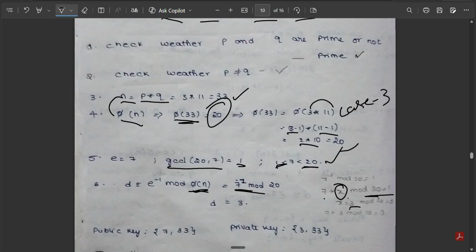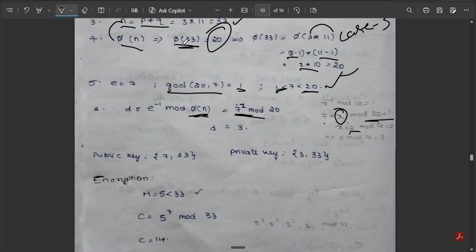You have to substitute x values starting from 1. If you substitute 1, 7 mod 20 will be 7, which is not equal to 1. Next, x equal to 2: 14 mod 20 is 14, which is not equal to 1. When you substitute 3, 21 mod 20 will be 1. So we are going to take that value. Therefore, the value of d is 3, and the public key will be e comma n, right?